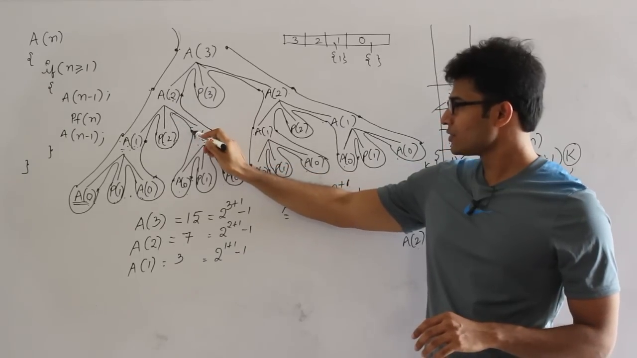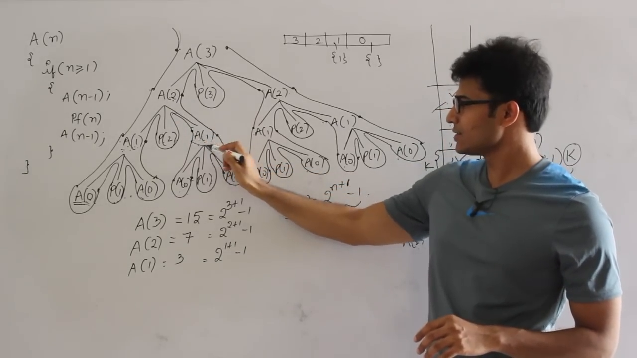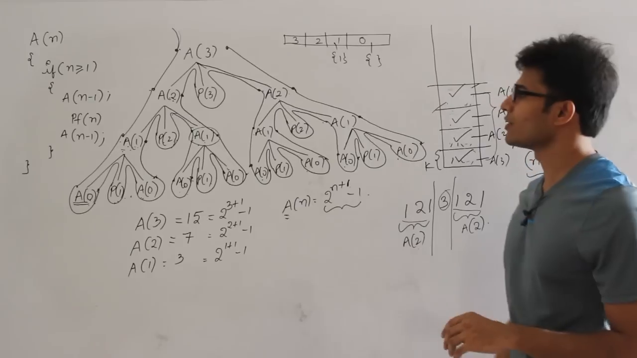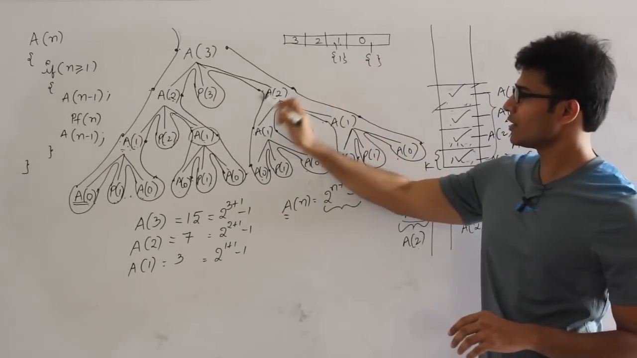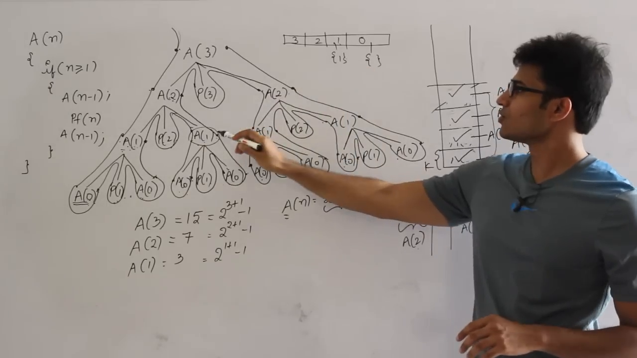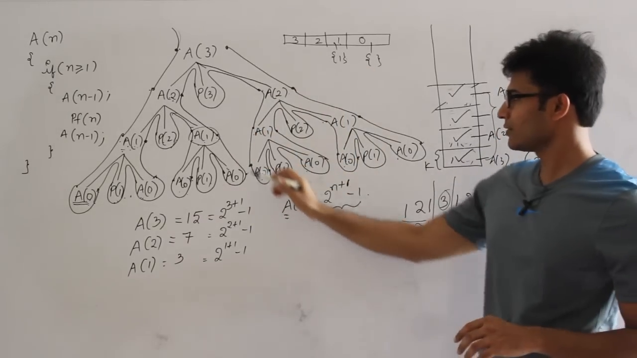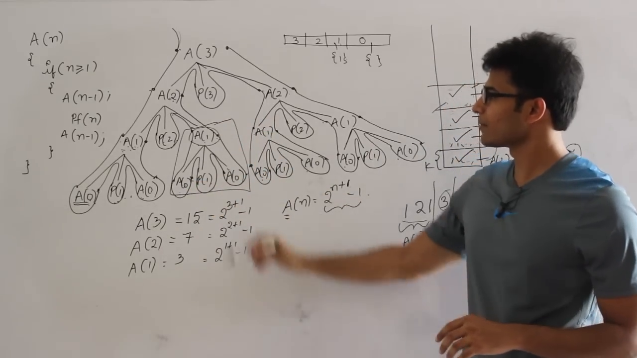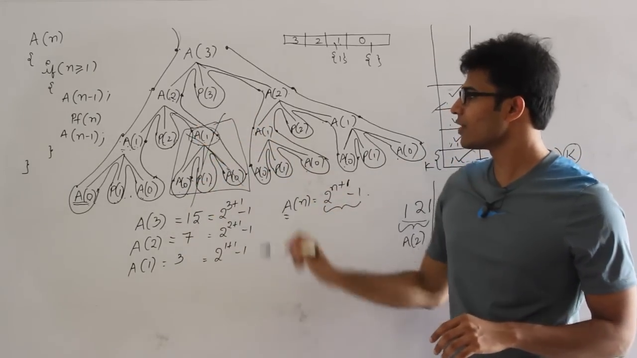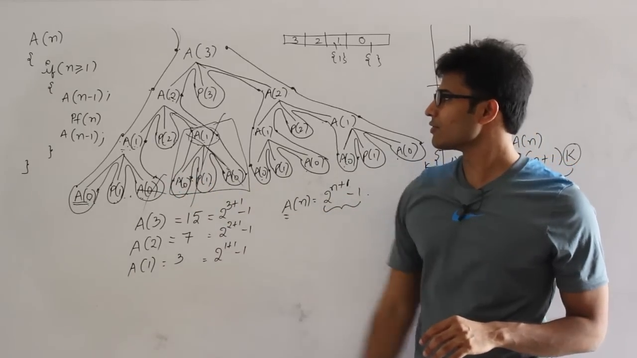But when I come to this point, this second time a of 1 is not required. The reason is, the first time a of 1 has printed 1. Therefore, I know that it should print 1. So without calling a of 1 again, I will not do this entire procedure. That is called dynamic programming. This entire part is not required, and this a of 0 is not required.